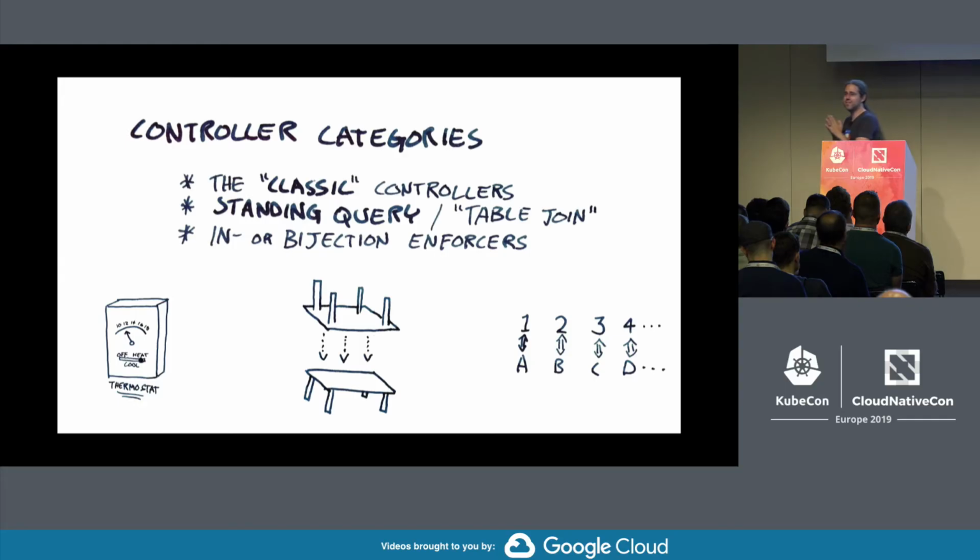What we're going to do is spend a few seconds on every controller in the system. I've classified them here into three categories. The classic controllers, the things that really look like a controller, if you go read the Wikipedia control theory page, which I recommend. The standing query or table join controllers, and the injection or bijection enforcers, okay? We'll clarify what those mean in a second.